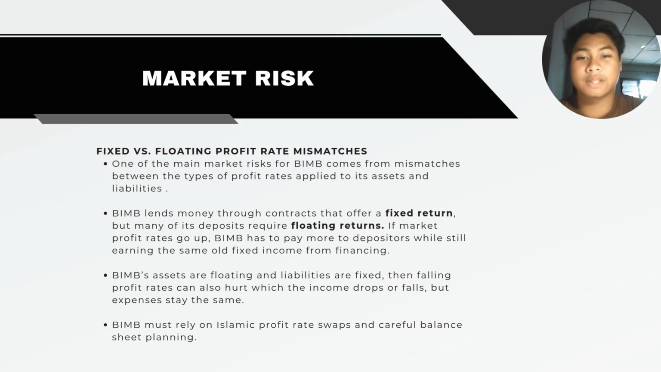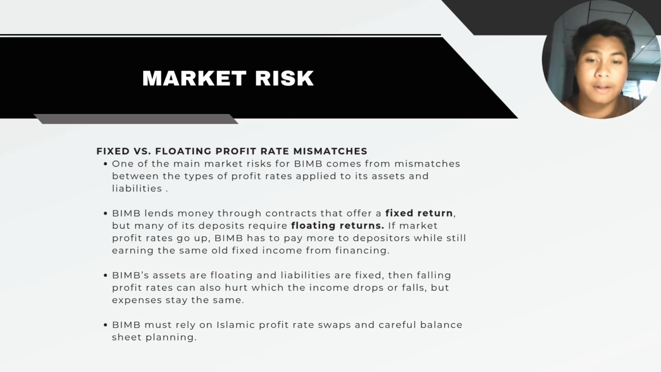So, fixed versus floating profit rate mismatch. One of the main market risks for banks comes from a mismatch between the type of profit rates applied to the assets and liabilities. So let's say Bank Islam lends money through a contract that offers a fixed return, but many deposits require a floating return. If the market profit rate goes up, the bank has to pay more to depositors while still earning the same fixed income from the financing. So this squeezes the profit margins.